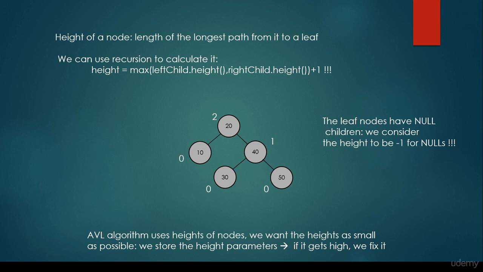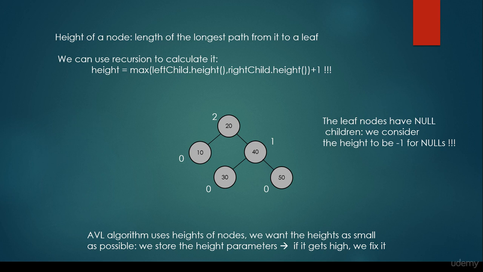The root node is 20, and we have 10, 40, 30 and 50. The leaf nodes have the height parameter 0. And it's very important that a leaf node doesn't have any left child or right child. In this case, we assign a height parameter of -1 for these null references.